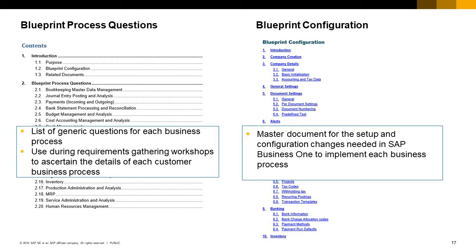You can use the blueprint document as a checklist when making the setup and configuration changes in the company database. At the end of the project, provide a copy of this completed document to your support organization. Questions are listed for each business process. Try to use the customer's terminology, not SAP Business One terminology. You should record the setup and configuration changes needed for each process.